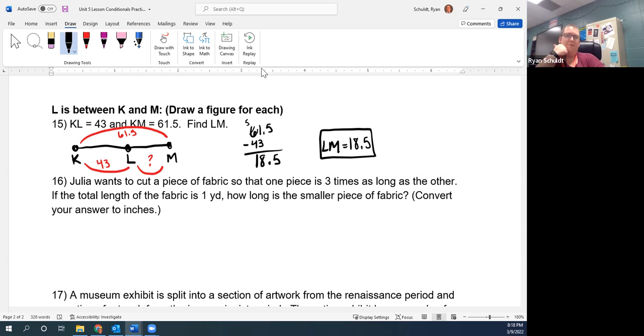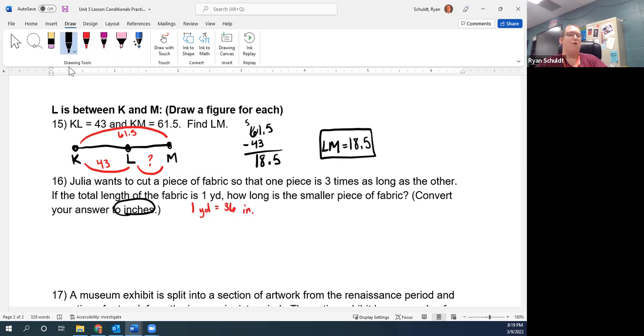Okay, Julia wants to cut a piece of fabric so that one piece is 3 times as long as the other. If the total length of the fabric is 1 yard, how long is the smaller piece of fabric? Convert your answer to inches. Oh, they don't want the answer in yards. They want it in inches. Well, what do we know about that? 1 yard is equal to 36 inches.